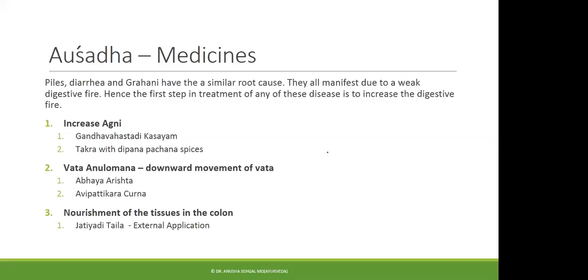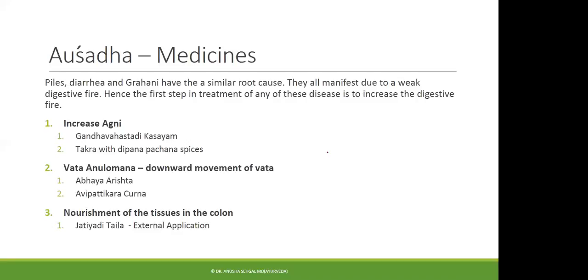Okay, so different methods for increasing the Agni: Gandharva Stadi Kashayam or Takra. The indications for Takra are also there for the treatment of Arśas as well. In fact, we make a medicinal preparation of Takra, where Takra is kept in a vessel along with other herbs, and it is fermented, and we make this combination. It's known as Takra Arishta.